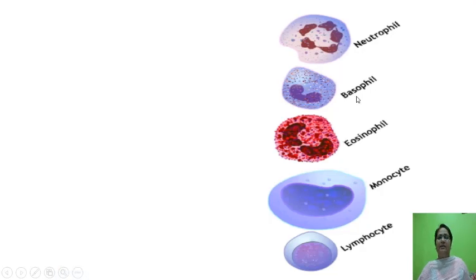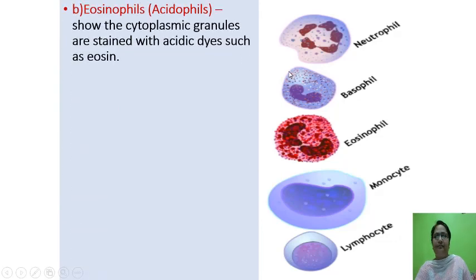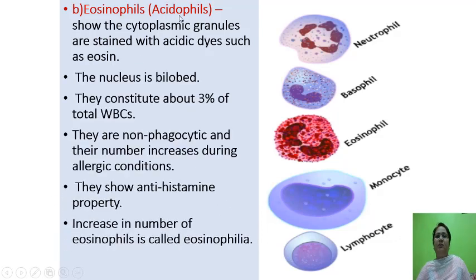Then next is eosinophils. Eosinophils are also called acidophils. They are stained with acidic dyes such as eosin, therefore they are called eosinophils. Now can you see the nucleus? It is a bilobed nucleus. They constitute about 3% of the total WBCs. They are non-phagocytic and the number increases due to allergic conditions. They show antihistamine properties. An increase in the number of eosinophils is called eosinophilia.